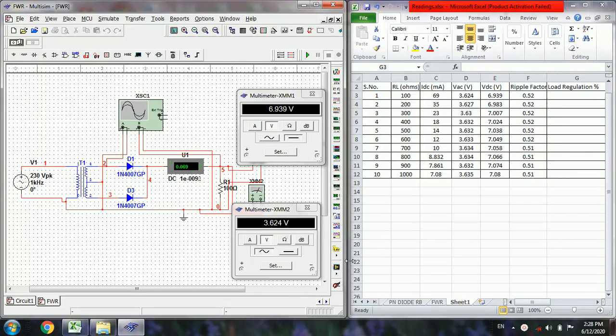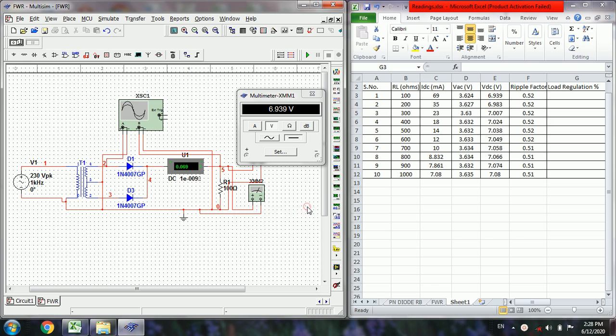This video is an extension for the earlier video which is made on full wave rectifier without filter circuit. So in order to obtain this voltage regulation characteristics or the load regulation characteristics, we need to measure the no load voltage. So in order to measure the no load voltage, first we require only one multimeter here.